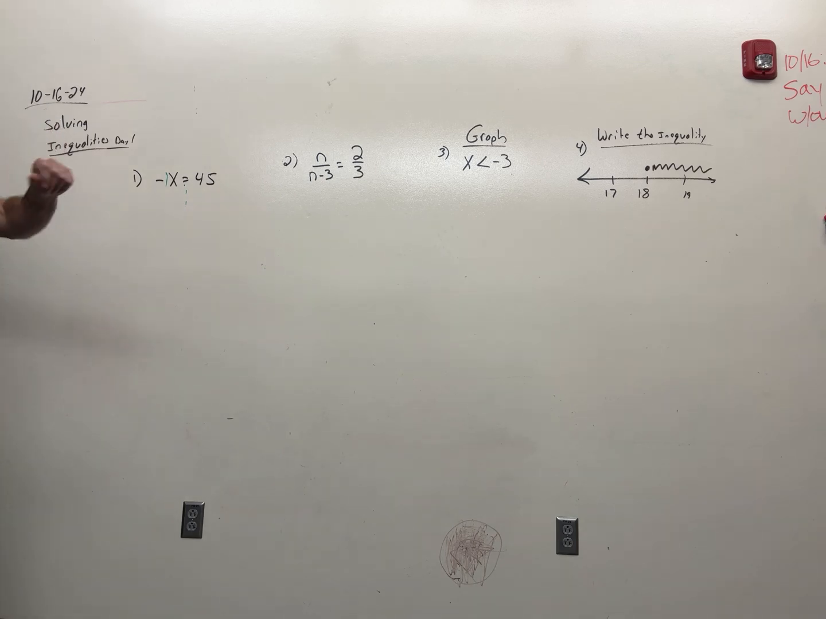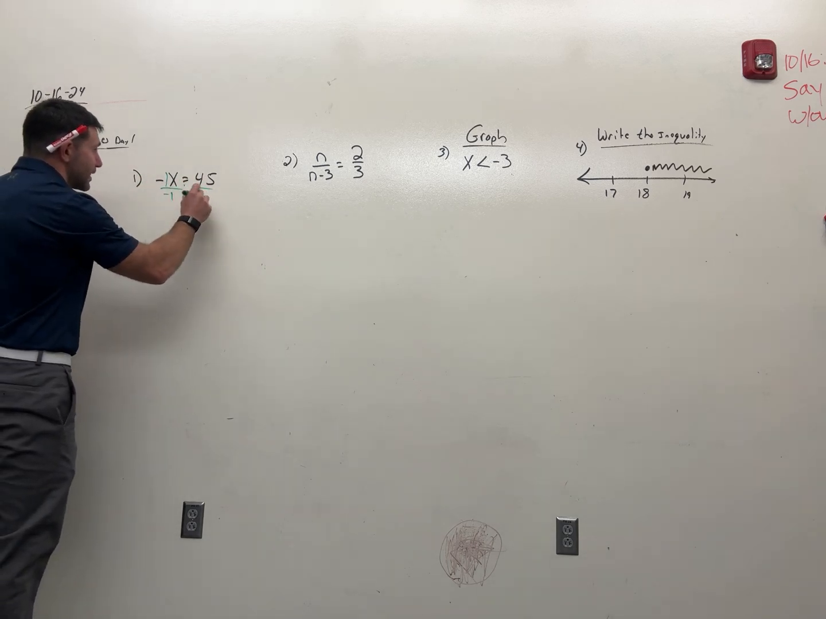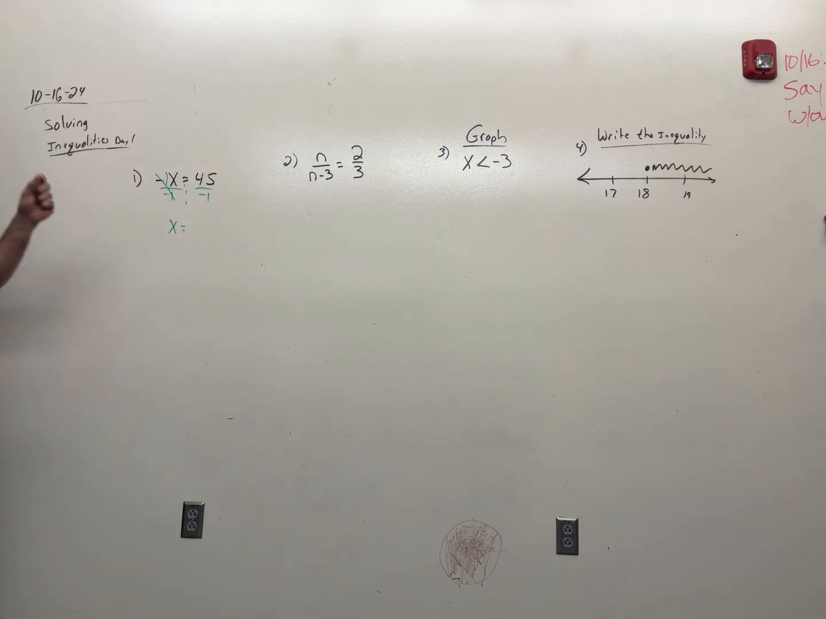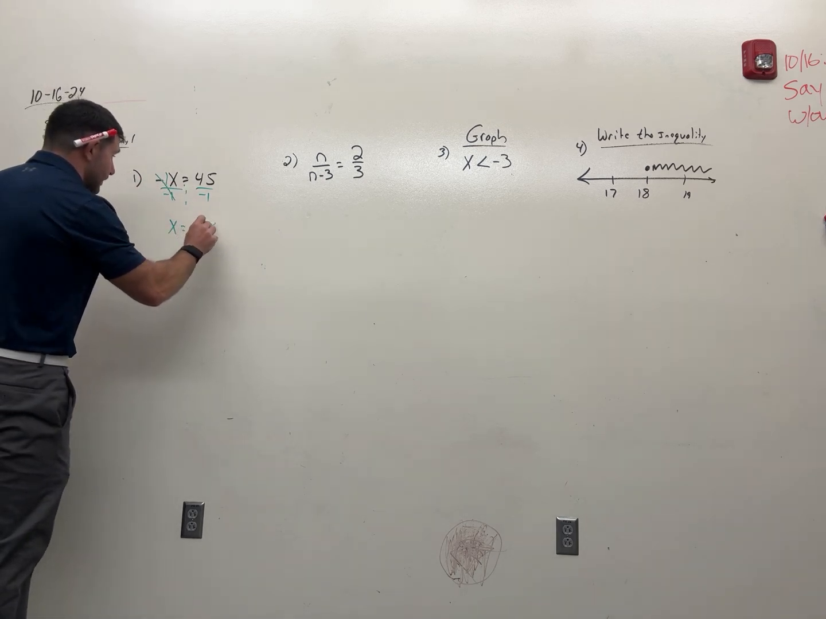Okay, come on back. Here we go. This means negative 1 multiplied by x. What's the inverse of multiplication? Division. So we are going to divide both sides by negative 1. This is foreshadowing. We're going to need to know how to divide both sides by a negative today. That gives me a negative 45.